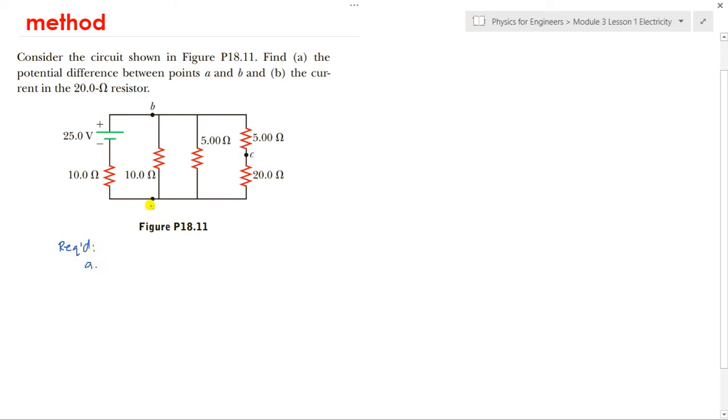For letter A, that is the potential difference between A and B. Actually, class, that is just equal to the voltage of the resistor with 10 ohm resistance. So we go back to the formula: that is just equal to the current that passes through it, I, at 10 ohms, times of course its resistance. Then for letter B, that is the current in the 20 ohm resistor.